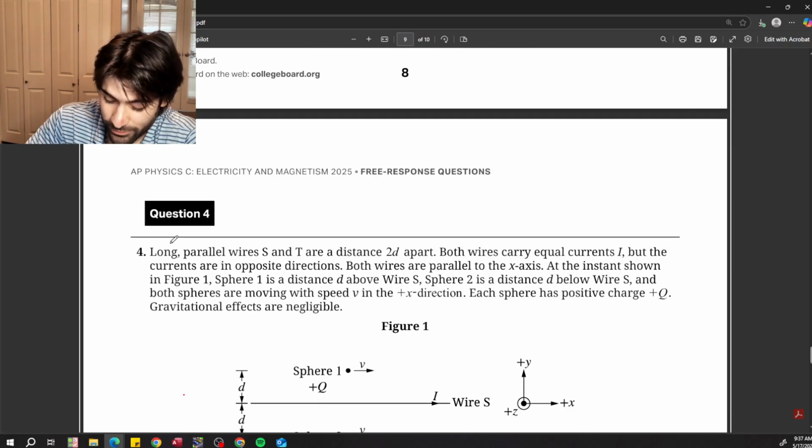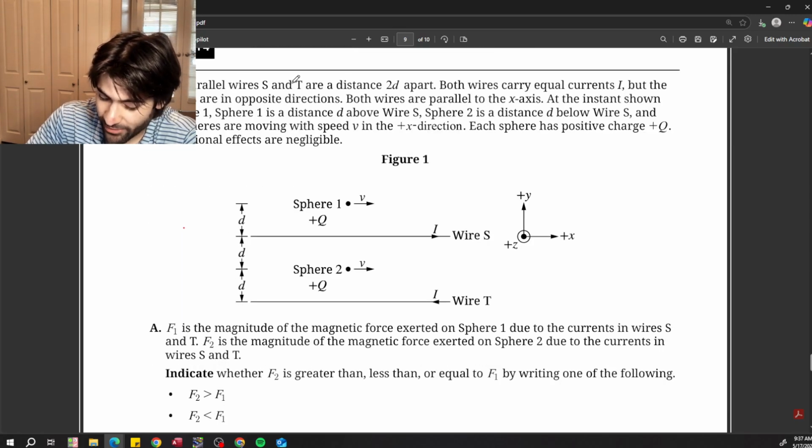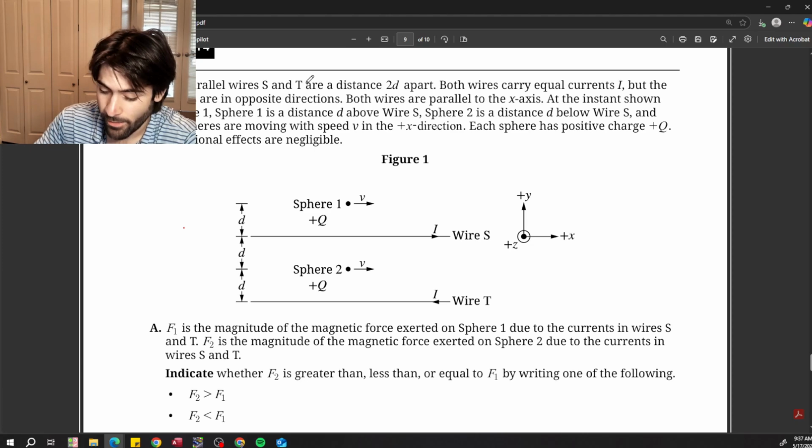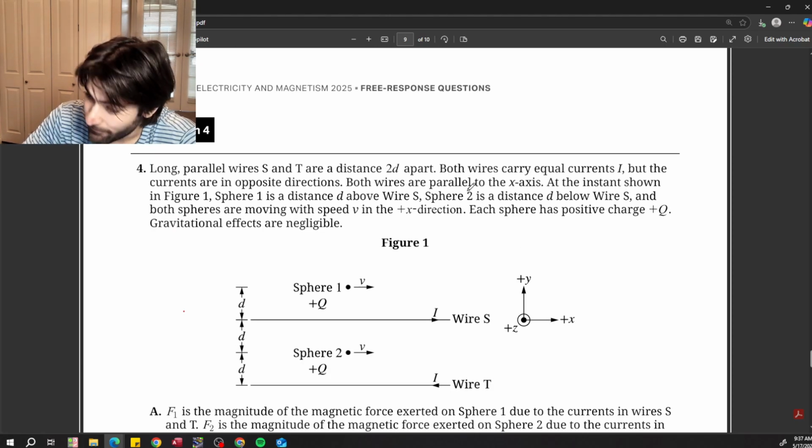Lastly, question 4, long parallel wires, S and T. Okay, so when I think of long parallel wires, this is probably some kind of magnetic force problem between them. They're a distance 2d apart. Both wires carry equal currents I, but the currents are in opposite directions. Both wires are equal and parallel to the x-axis.